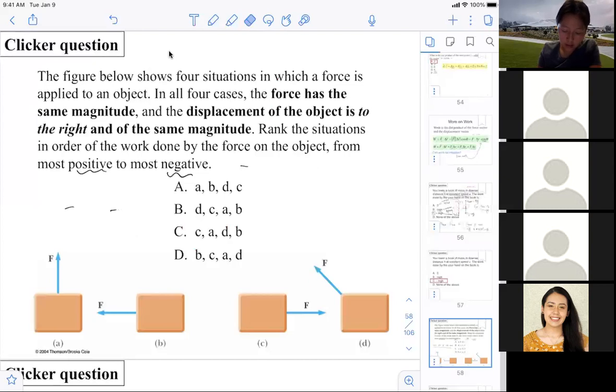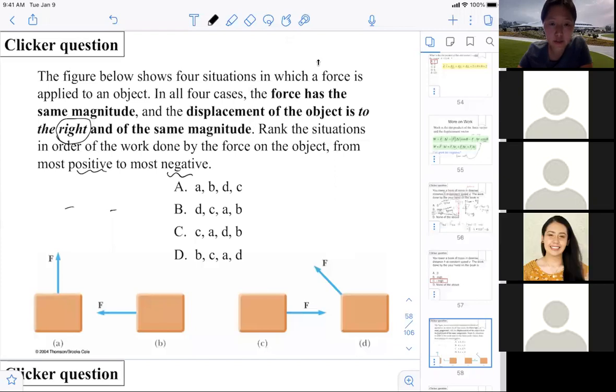And the displacement in this case is to the right. So let's go ahead and rank these different scenarios. I'll give you a little bit of time to discuss in the breakout rooms, and then we can come back for a discussion. Take a screenshot before you leave so you have access to the question.